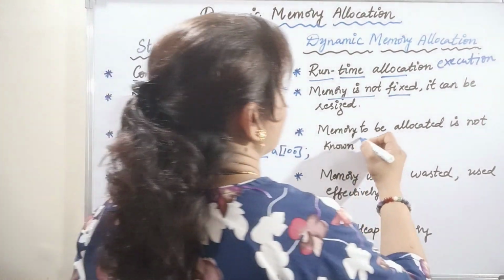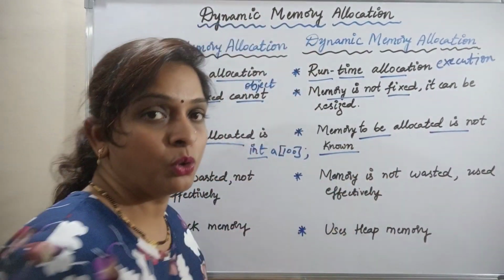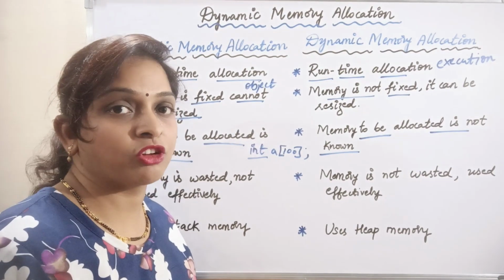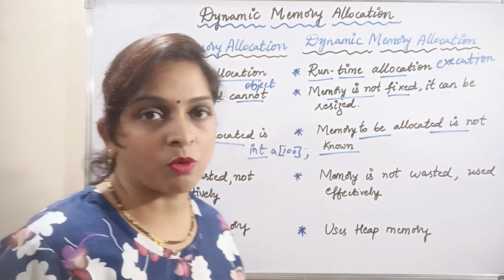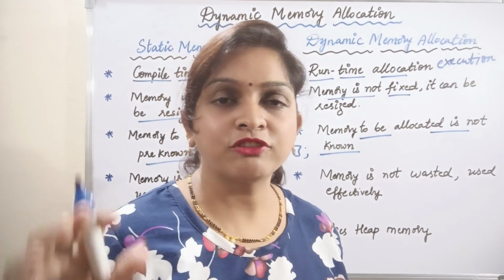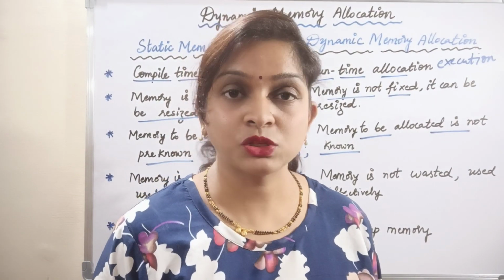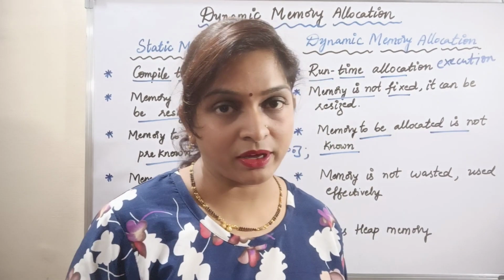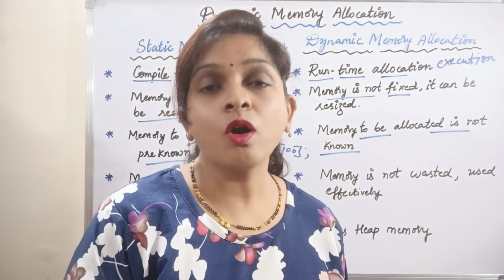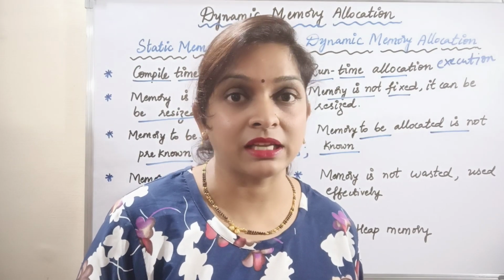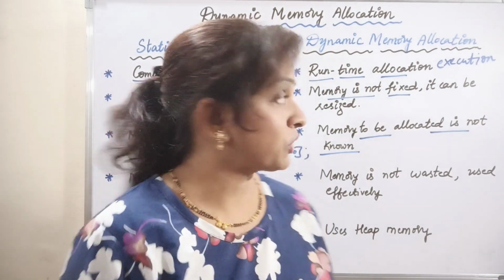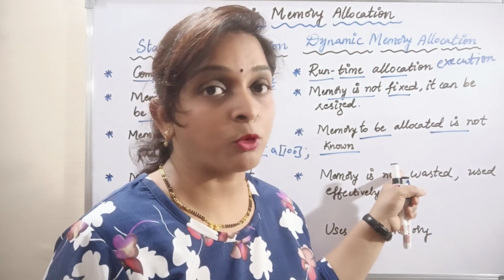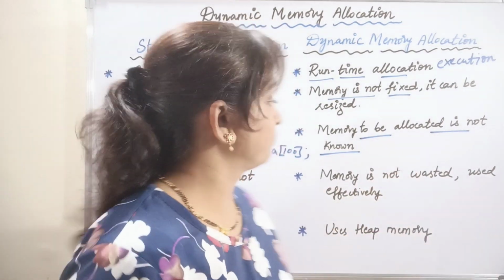But here, the memory to be allocated is not known. So during runtime, during execution time, we decide how much memory we require. Let me give you a small example. Say I know I have 10 students to enroll in my class. So I know the actual amount of data that I require. But I don't know how many students are going to enroll in my class. Then it is dynamic. So I cannot decide the amount of memory. So the amount of memory is not pre-known.